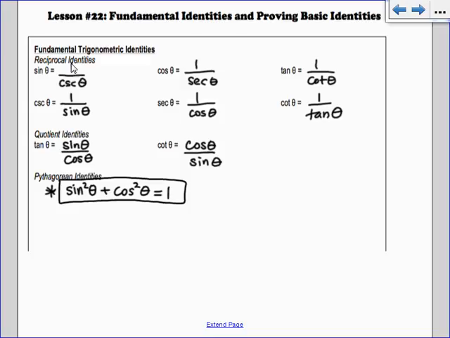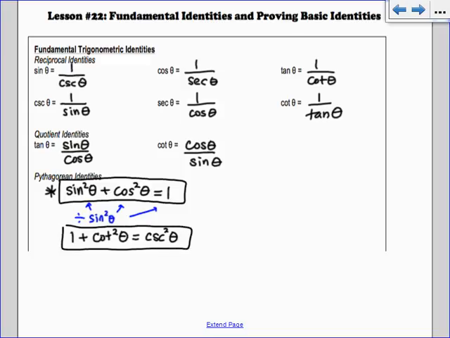But let's say we divide everything through by sine squared theta, every single term. Then we'd have sine squared divided by sine squared, which is going to be 1. And then we have cosine squared theta over sine squared theta, which is going to be cotangent squared theta. And 1 over sine squared theta is going to be cosecant squared theta. So that's what we get when we divide everything through by sine squared. That's the second form of the Pythagorean identity.